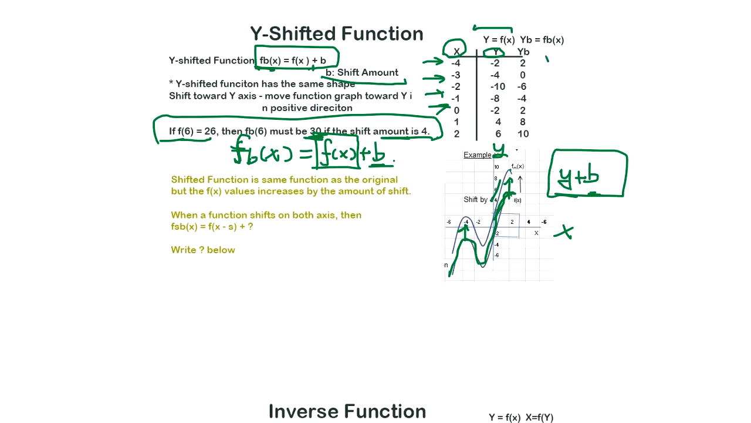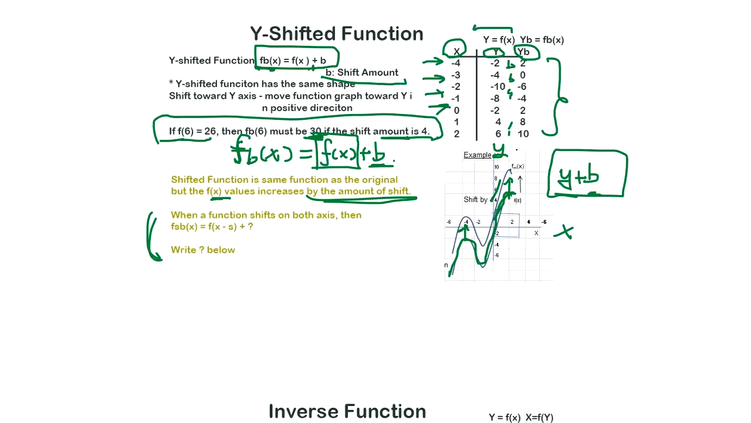If you find any function and make a table adding some number, the shift amount, then you get the shifted function value here. Okay, a shifted function is the same function as the original, but the f(x) value is increased by the amount of shift. Okay, so this question we take care of later. Let's shift the x side, and see what will be the difference.